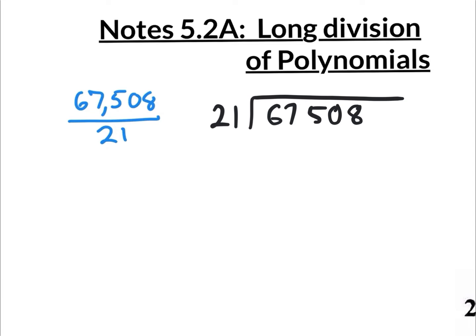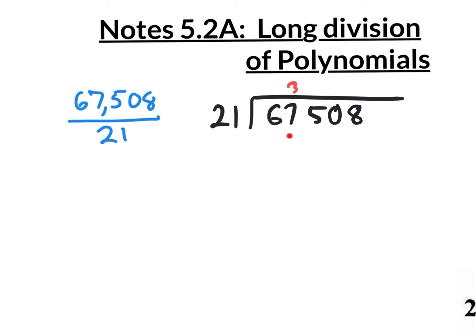And we all know that when we think of this division problem, we don't actually think 21 times what will get us 67,508. We don't do that. The long division process usually works like this: look at the first digit, 2, times what will get us that 6 without going over? 3, right? So we put that 3 right above the 7, and then it kind of becomes a distribution problem.